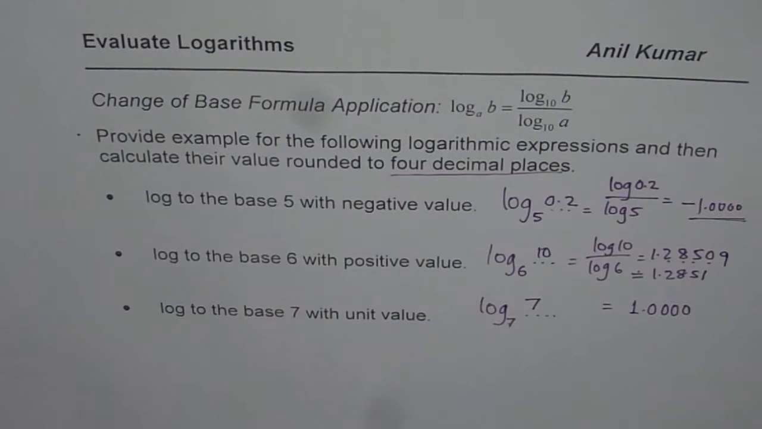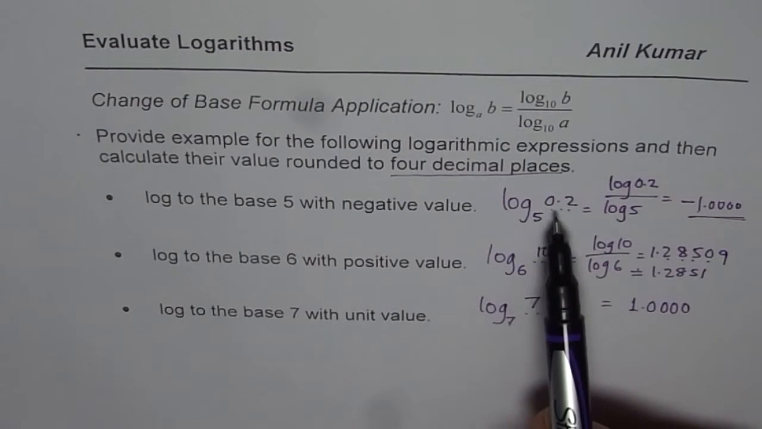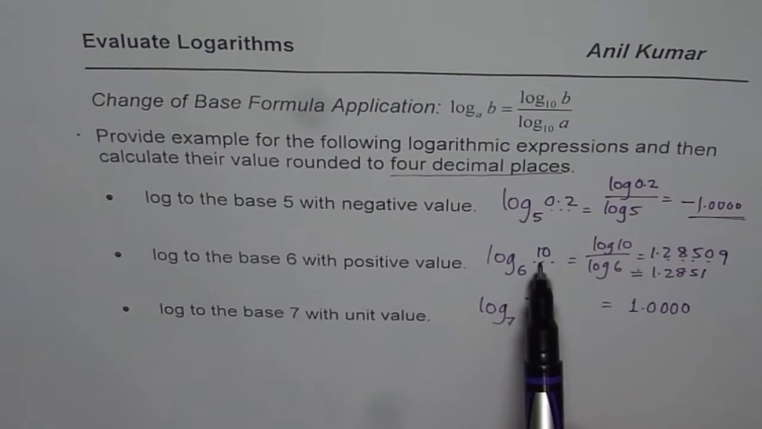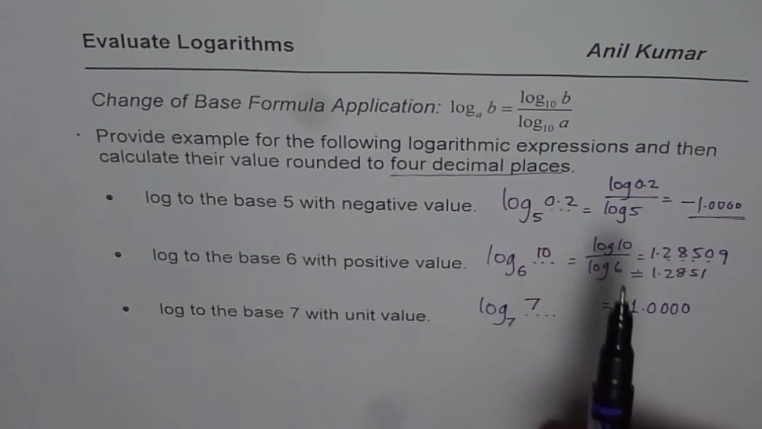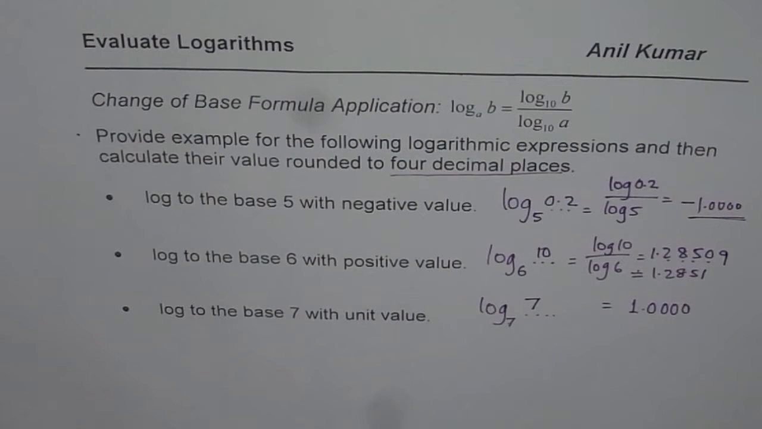So that's it, correct? I hope you get a fairly good idea that when the number here is less than 1 but greater than 0, we are expecting a negative answer, right? If this number is more than 1, then a positive answer. If the number is the same as the base, then we get 1 as our result.